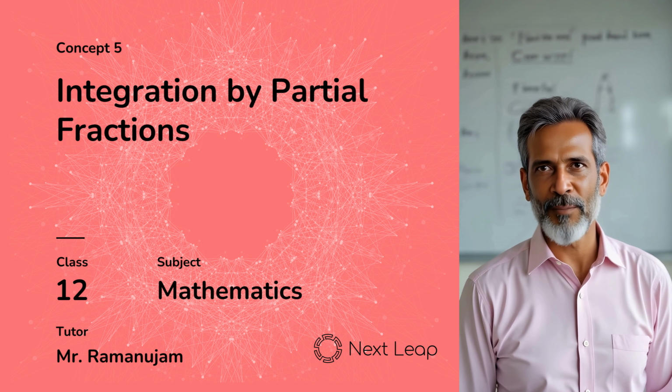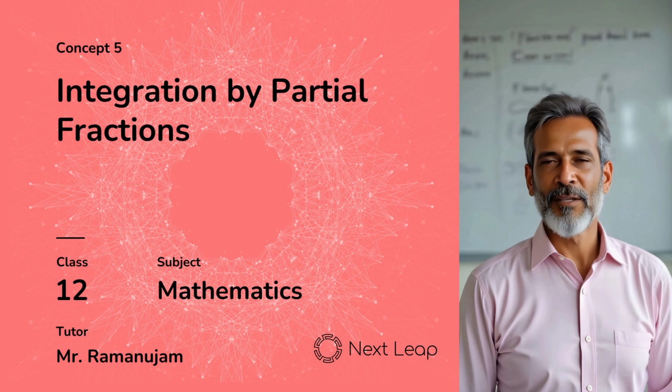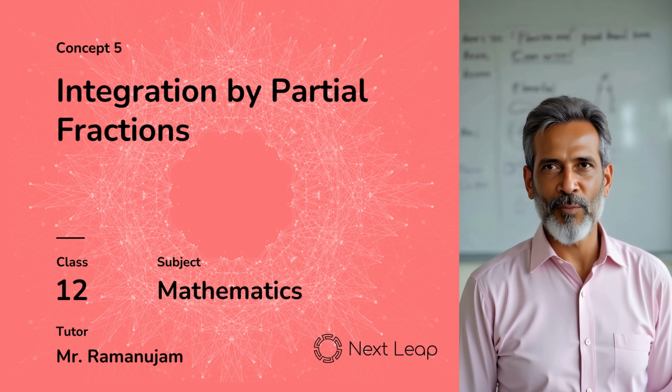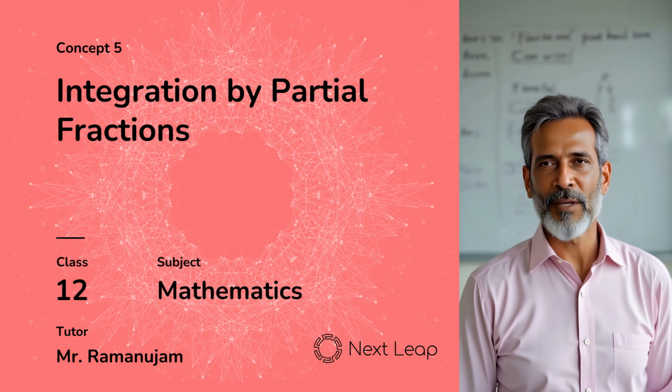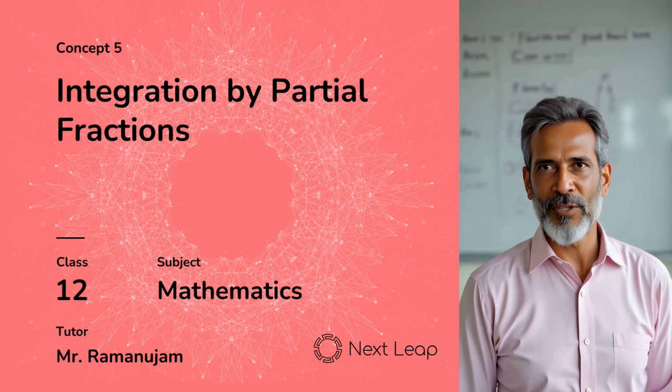Let me ask you something simple. Have you ever tried dividing one number by another, say 22 by 7? You know it never ends, it keeps going into decimals. Something similar happens when we divide one polynomial by another. The result is called a rational function. Improper rational functions can always be reduced to proper ones using long division. And that's the starting point of partial fractions.